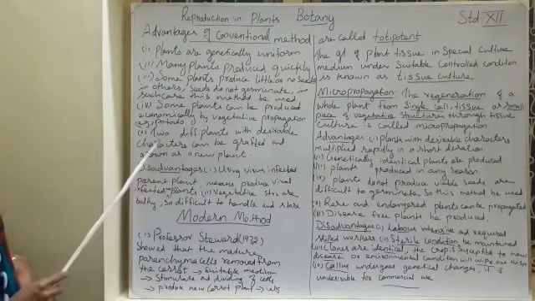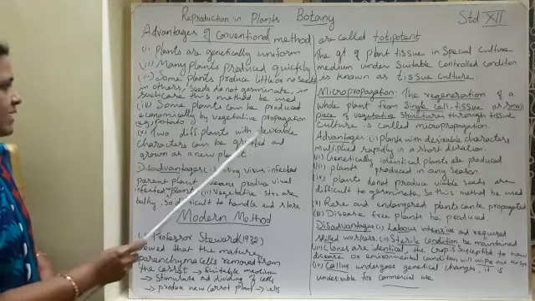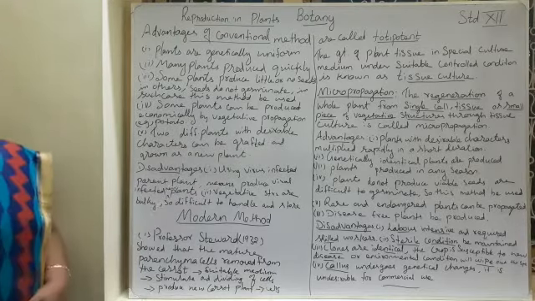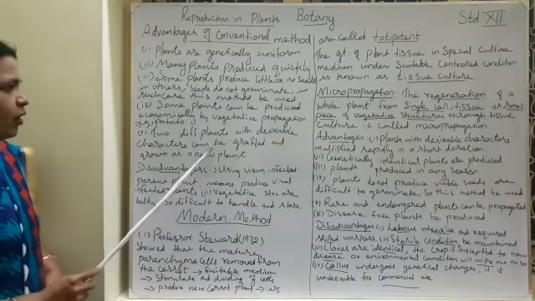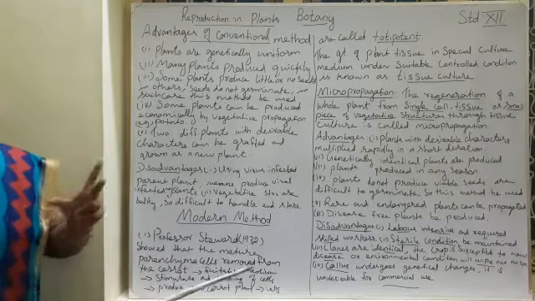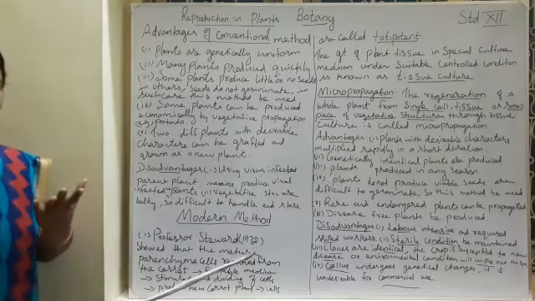Then two different plants with desirable characters can be grafted and grown as a new plant. That means the scion and the stock, two types of plants, can be grafted and produce a new plant.